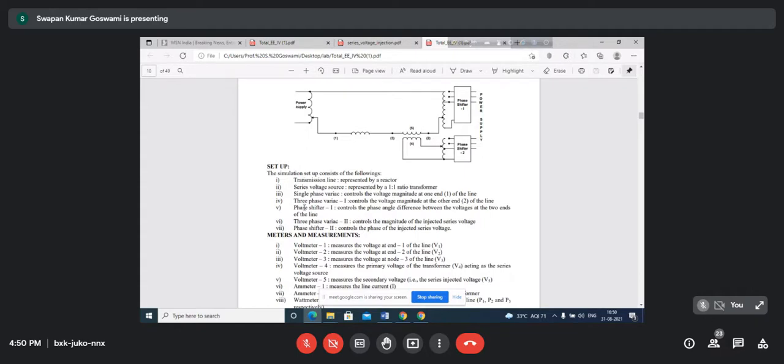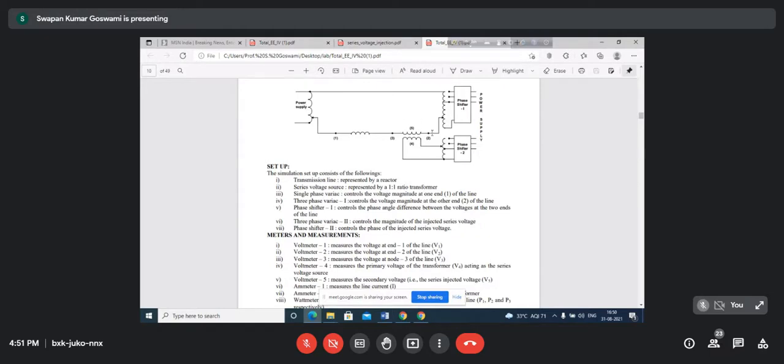We have also the three phase variac and phase shifter 1. Why is the three phase variac needed? Because the phase shifter requires all three phases. Since you are using all three phases, the variac also has to be three phase. So the combination of three phase variac and phase shifter is needed for control of the phase angle difference of this end voltage with respect to the other end voltage.